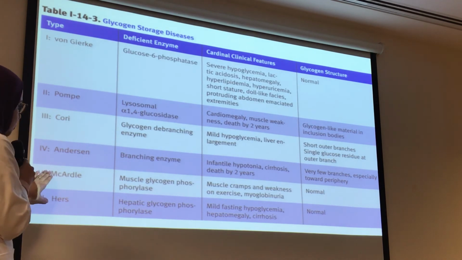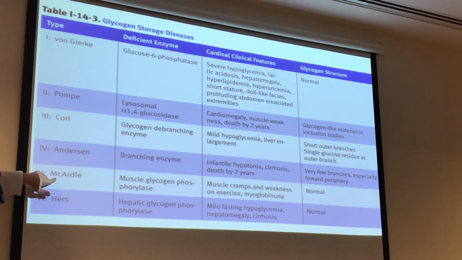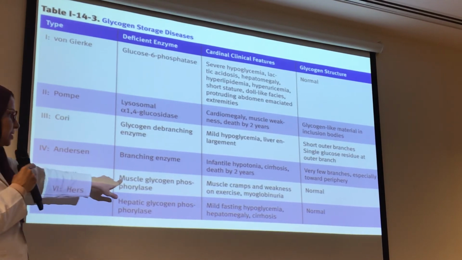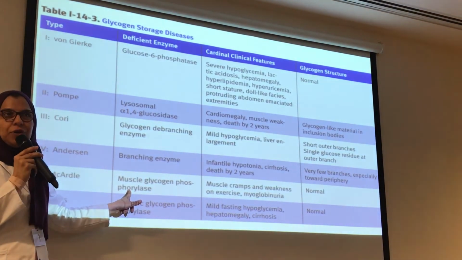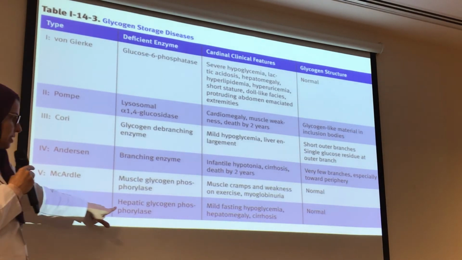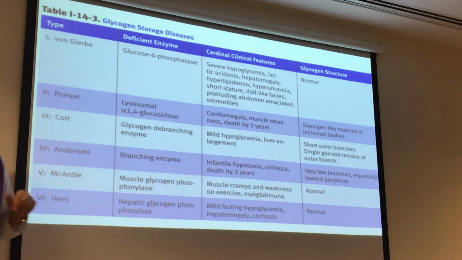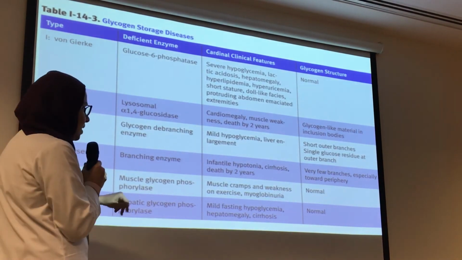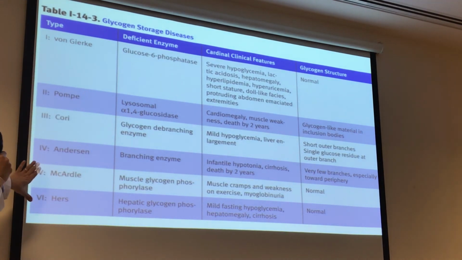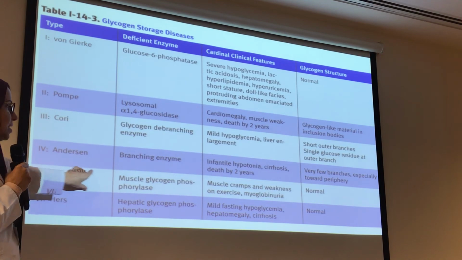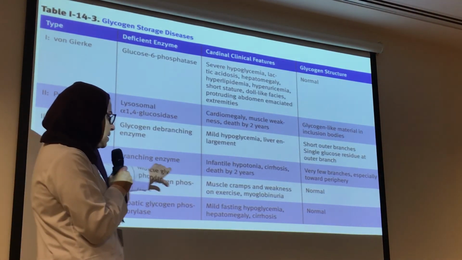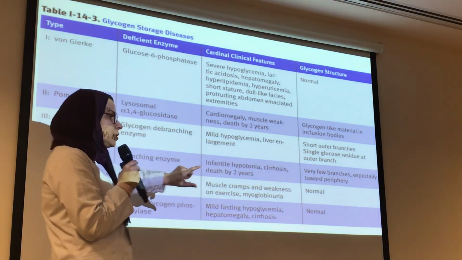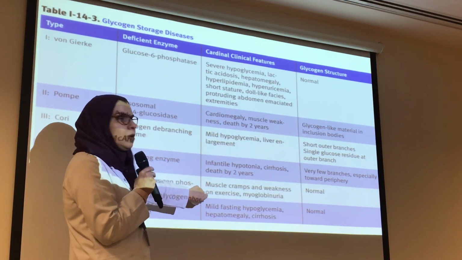Okay, what about these last two? How are you going to remember them? We have McArdle, where there is a deficiency in the muscle glycogen phosphorylase, and Hers, where there is a deficiency in the hepatic one. So M, McArdle, deficiency in the muscle glycogen phosphorylase. H, Hers, deficiency in the hepatic glycogen phosphorylase. Because we have a deficiency in the muscle here, we are going to have symptoms in the muscle. So the patient will have muscle cramps and weakness on exercise.